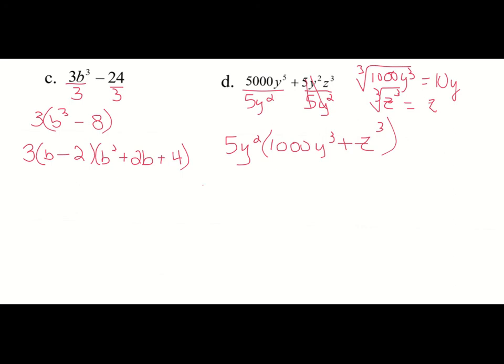So I'm going to keep my 5y squared. And then I will have 10y plus z, as you do a plus b. And then we're going to take that first term, 10y, and square it, so we get 100y squared, minus, multiply the two together, so 10yz, plus square the last term, so you get z squared. And that will be our final answer. It's a little bit long, but it is in final factored form.